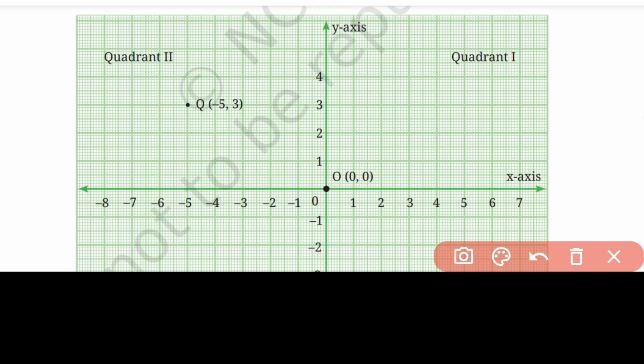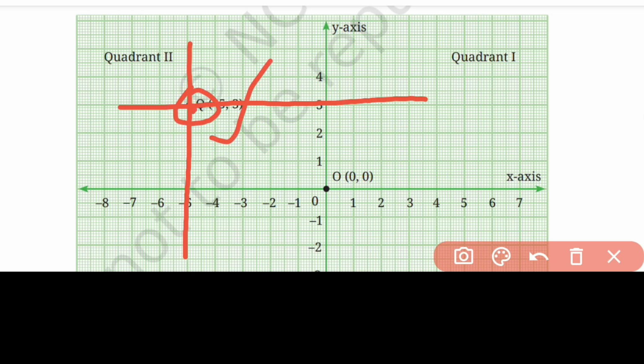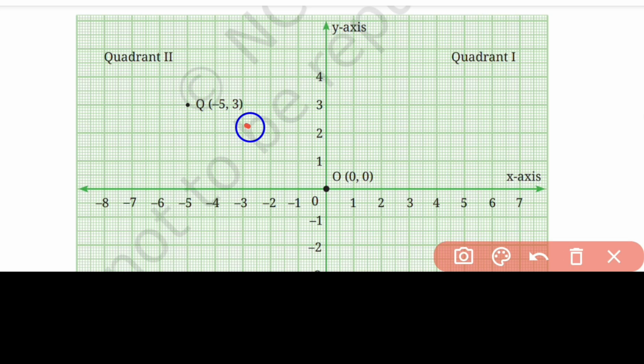Now represent (-5, 3). So -5 is the x value, which is on the left side, -5, and on the y-axis, the value is 3. Now this line is represented by -5 and this line is represented by 3. Both these two lines intersect at this point. Therefore, this point is represented as (-5, 3).